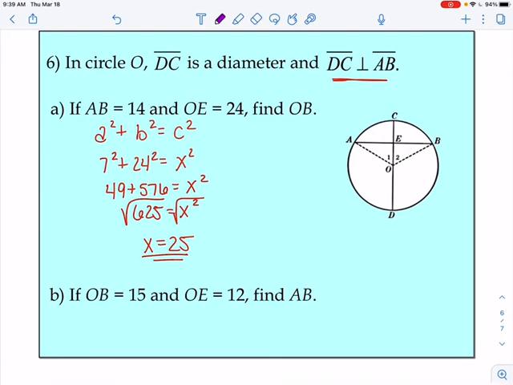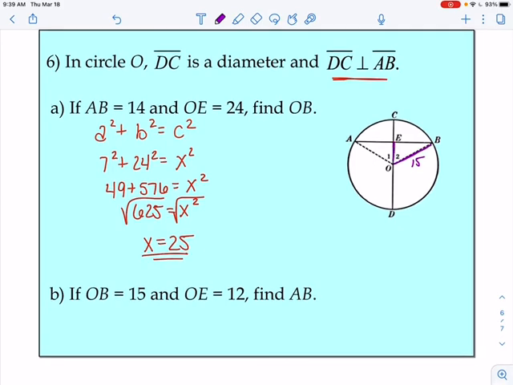Next question is going to be based on that same picture, but this time they're telling me that OB is 15 and OE is 12. Eventually I want to find the entire length of AB. But to find the entire length of AB, the first thing I'm going to do is find EB. Because this is a diameter and a chord, they bisect each other. So once I find EB, that's going to be the same length as this AE, and then I'll just add the two pieces together in the end.